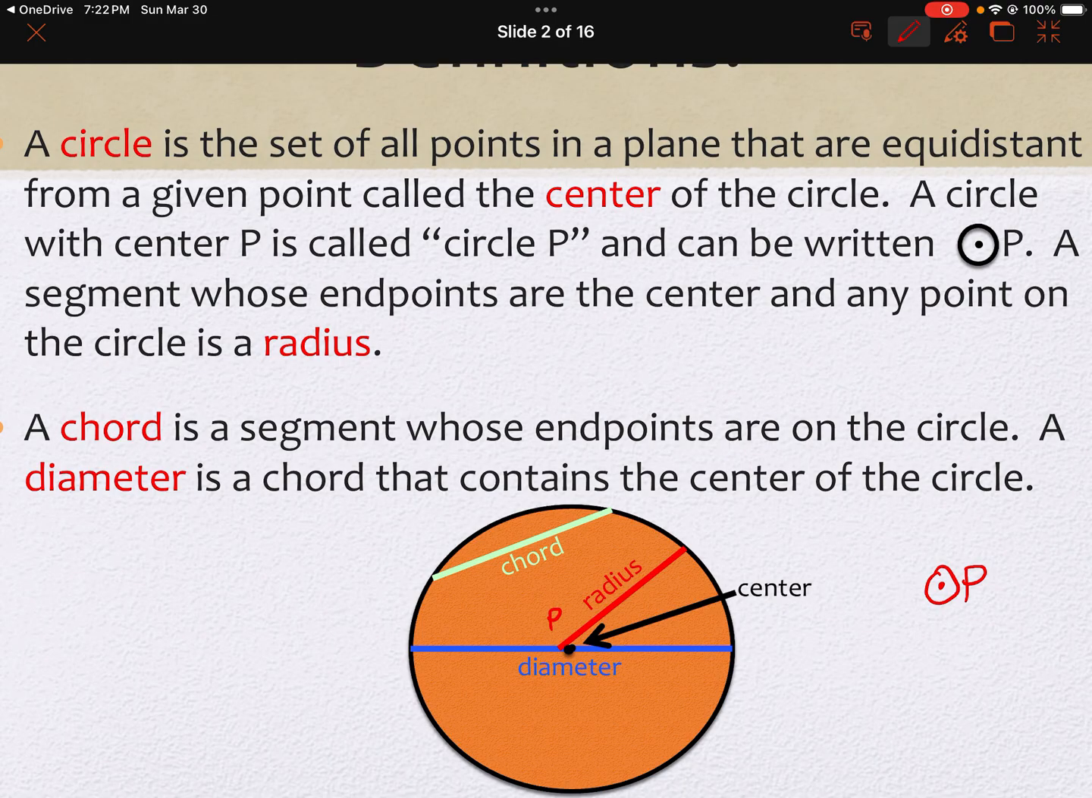A segment whose endpoints are on the center and any point on the circle is a radius. So this red segment right here is a radius. It touches the center and it touches any point on the circle. A chord is a segment whose endpoints are on the circle. A diameter is a chord that contains the center of the circle.